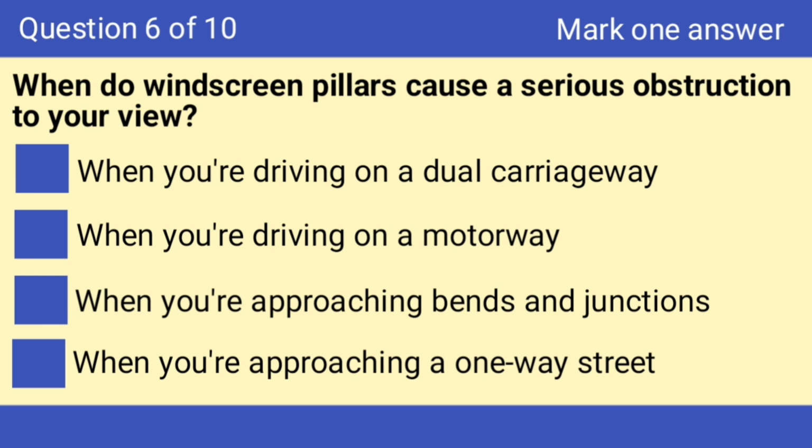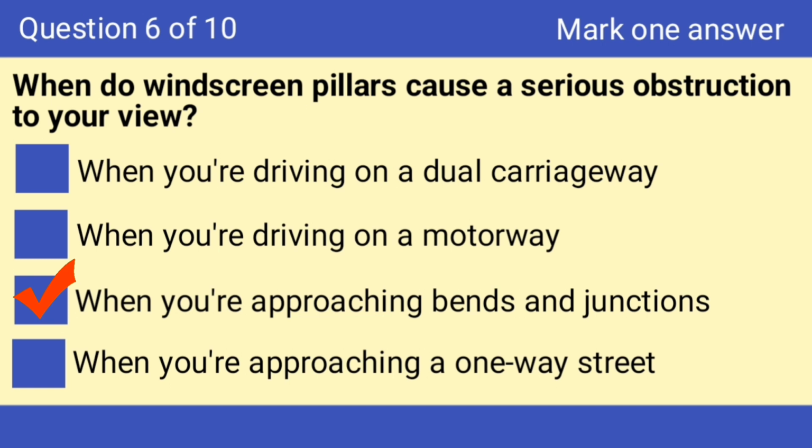Question 6. When do windscreen pillars cause a serious obstruction to your view? When you're driving on a dual carriageway, when you're driving on a motorway, when you're approaching bends and junctions, when you're approaching a one-way street. Time to think. The correct answer is when you're approaching bends and junctions.